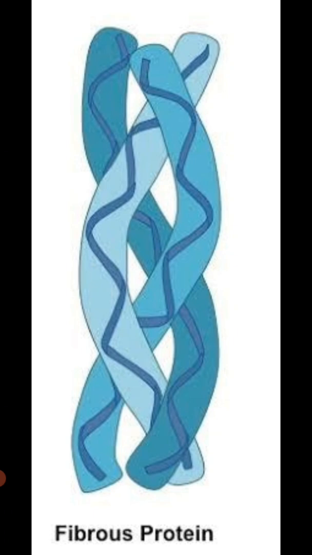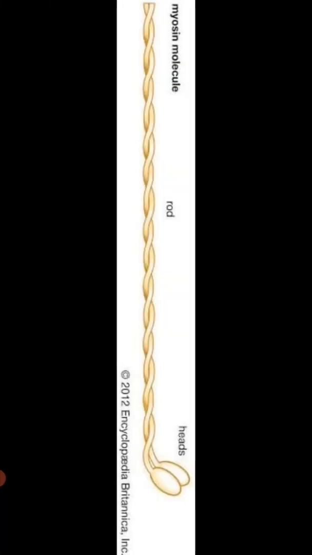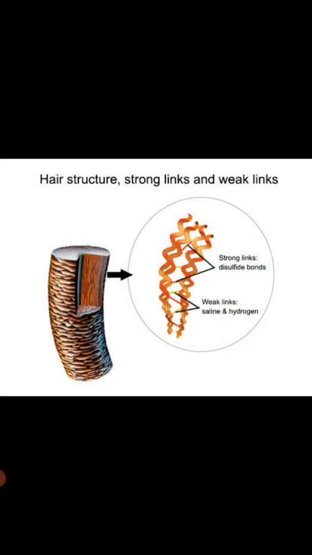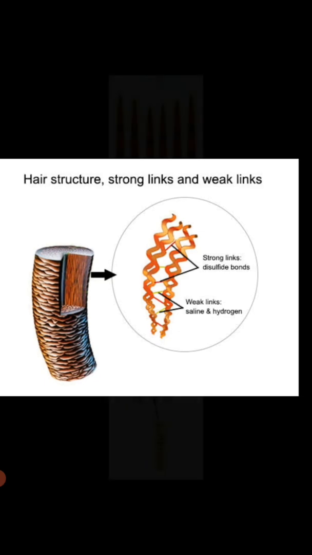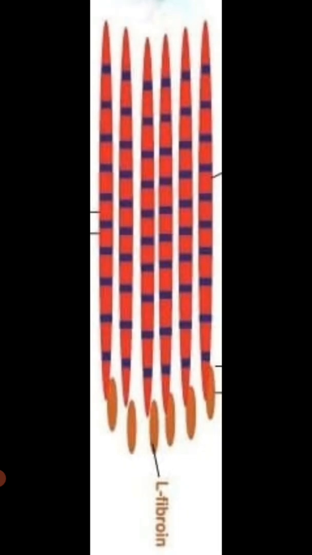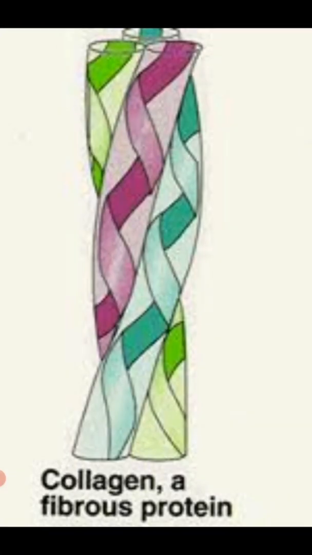Let us take certain examples and understand them. Myosin is an example of the fibrous protein which is present in muscles. The next protein, that is the keratin, it is present in hair, nails and skin. The next protein is fibrin which is present in silk. Another example of fibrous protein is collagen which is present in tendons.